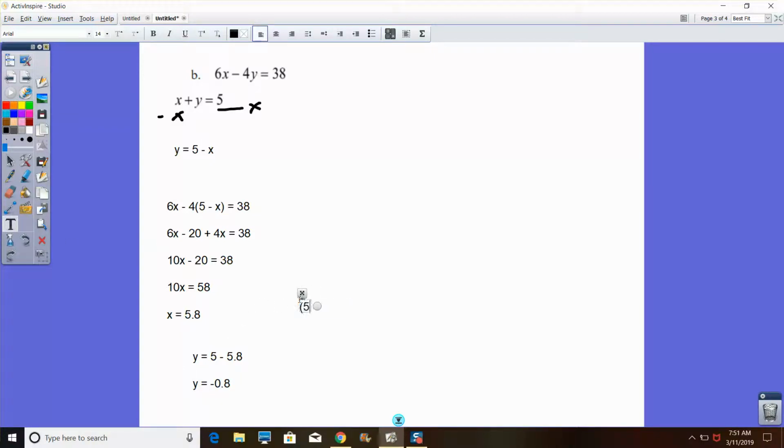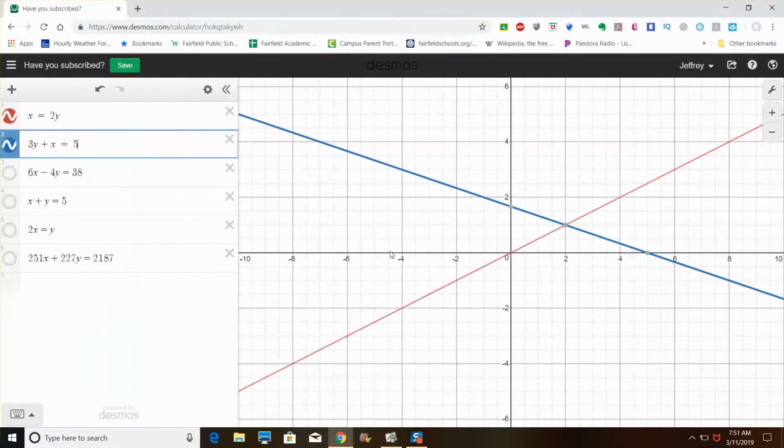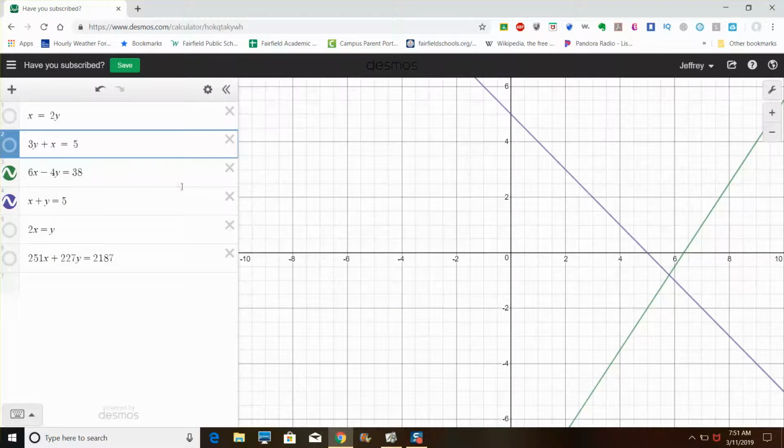Our solution is 5.8, comma, negative 0.8. Okay, so let's go ahead and go to our system. Let's turn off the previous example. So here's our first example, and here's our second example. So notice here's the intersection right over here.